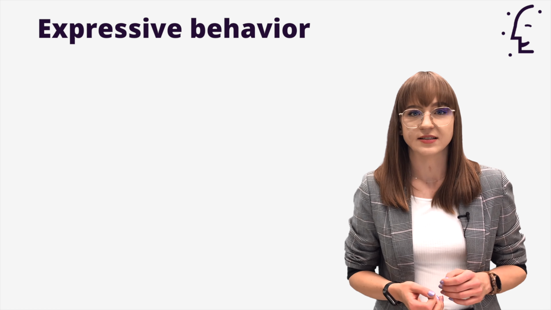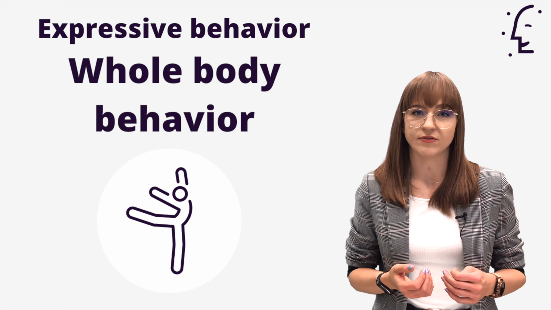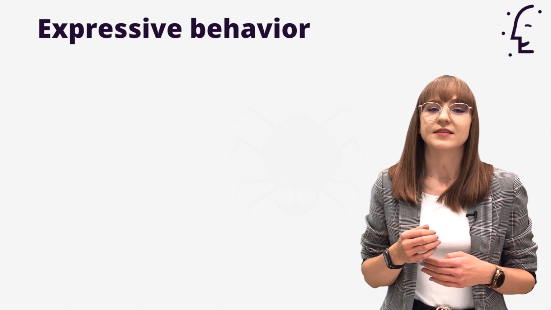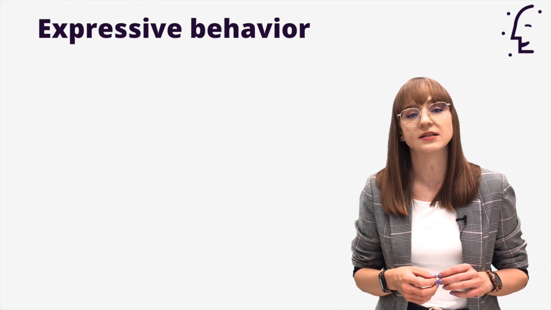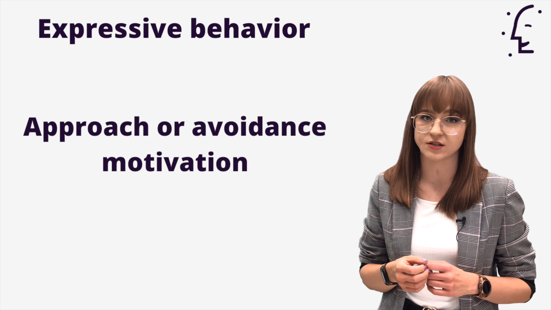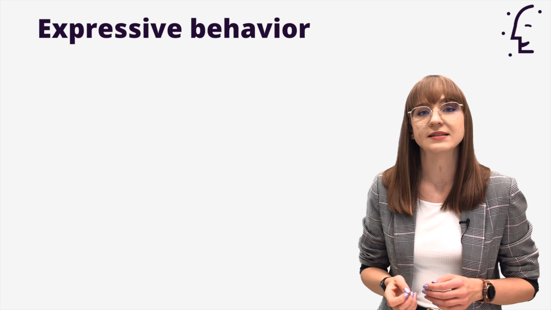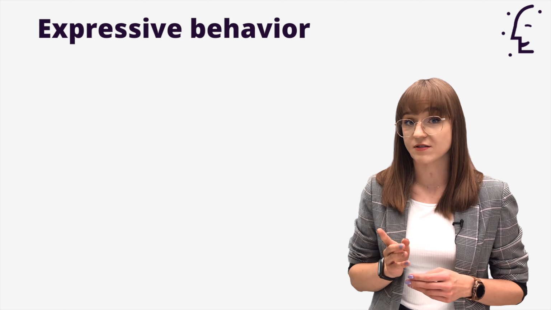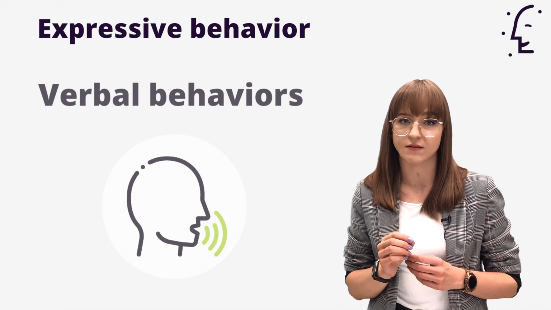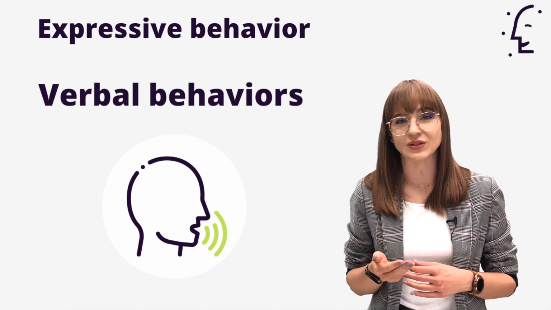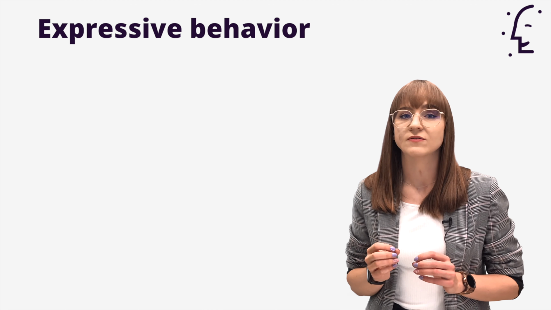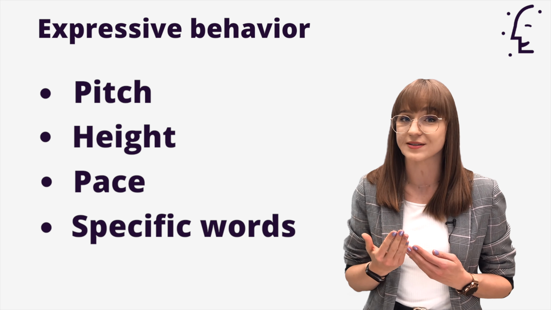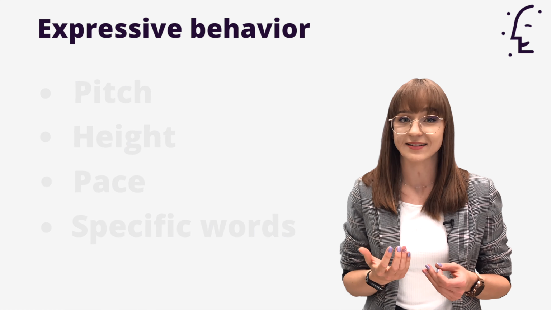In addition to the face, you can observe the whole body behavior, such as moving toward or away from the stimulus. These whole body changes are associated with approach or avoidance motivation. Moreover, some scientists also measure the speed and the amount of emotional behaviors. Furthermore, there is a group of verbal behaviors, or as it is more often called, the linguistics. You can measure the voice's pitch, height, and pace, and you can even count specific words that we use when we are angry, sad, or happy.